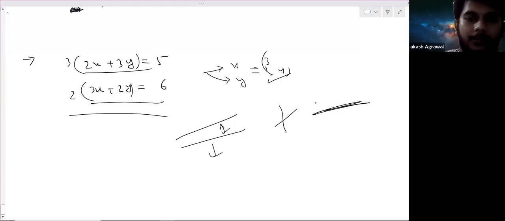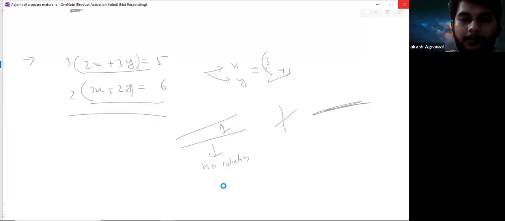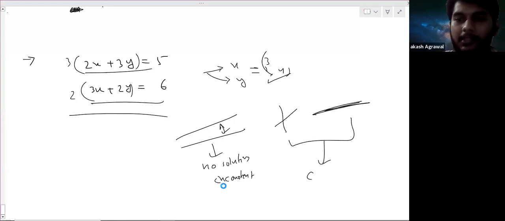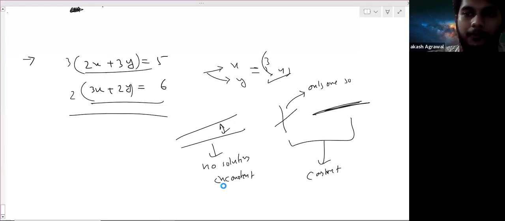So in the parallel case, there is no common point, so we say there is no solution, and the system is inconsistent. In the other two cases, the system is consistent, that means there are some common points. In the intersecting case, only one common point, so only one solution. In the coincident case, many solutions, infinitely many solutions. All right?